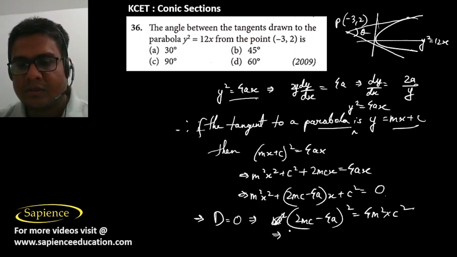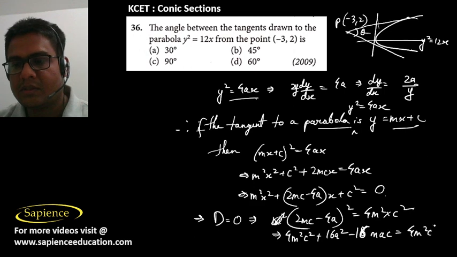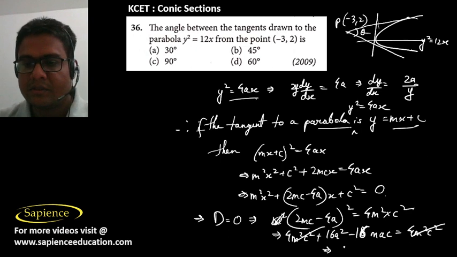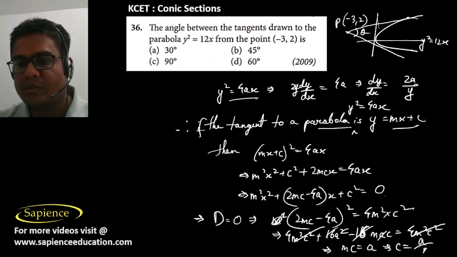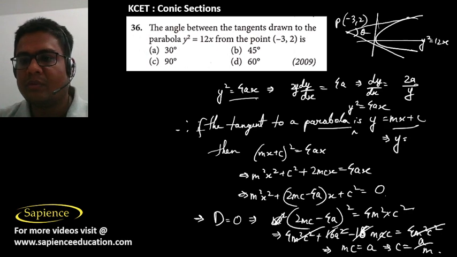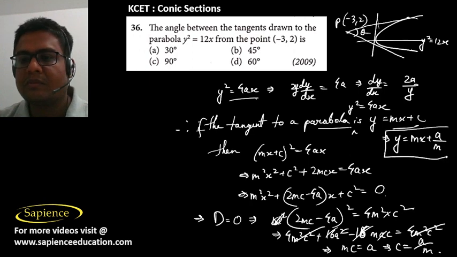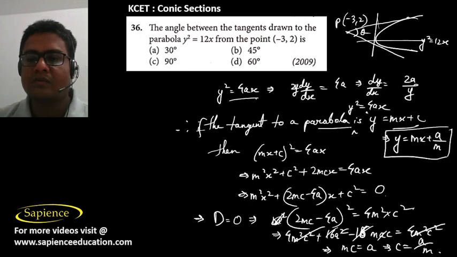So therefore I can say 4m square c square plus 16a square minus 16mac is equal to 4m square c square. So these two will get cancelled. So then we can write that 16 and 16 also will cancel, so a and a will cancel, so mc is equal to a, so c is equal to a by m. So therefore y equal to mx plus a by m is the equation of the tangent to the parabola y square equal to 4ax.